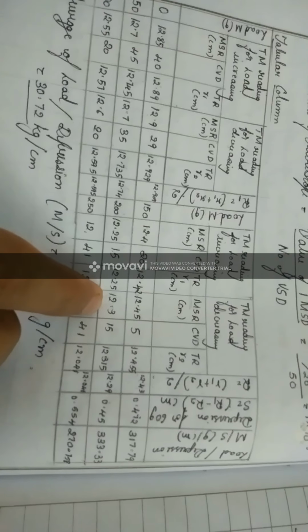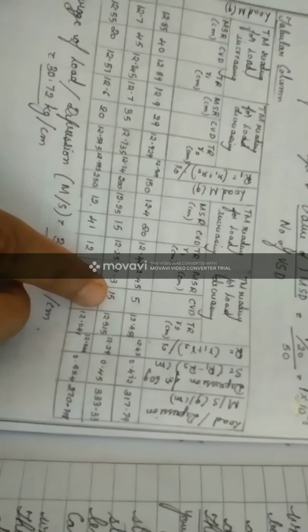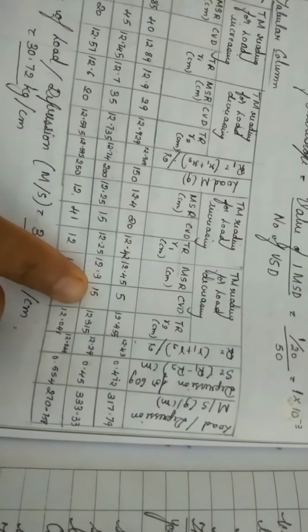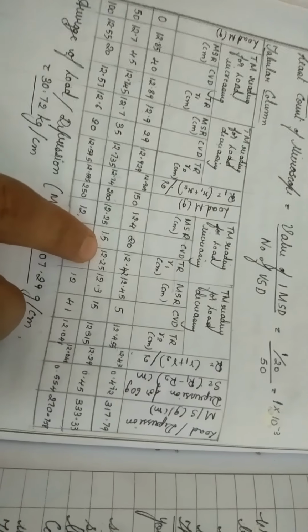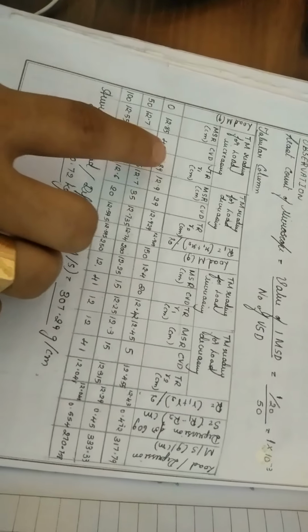That reading should be recorded under the column 200, deloading. MSR will be almost the same, or sometimes there are small variations, and CVD must be different from that. It should not be the same. Next, the same procedure is adopted for 150, 100, 50 and 0.